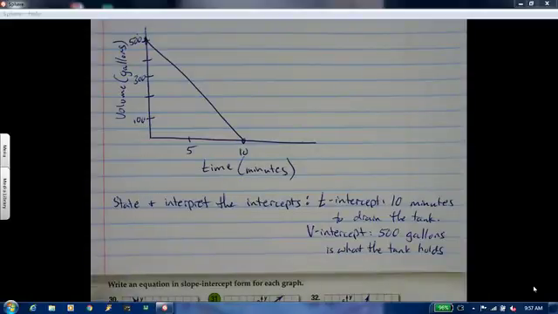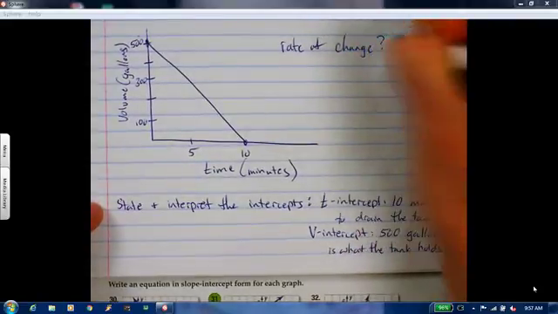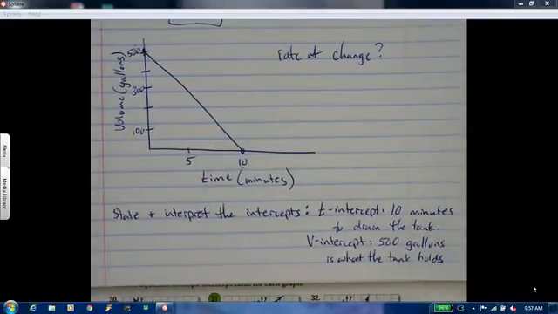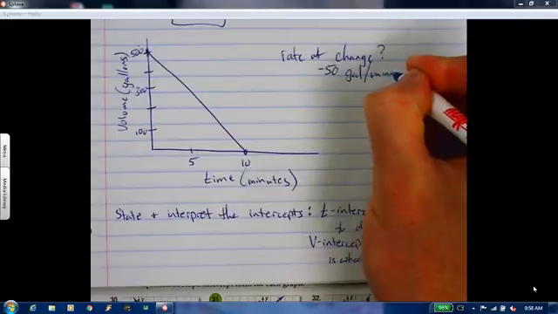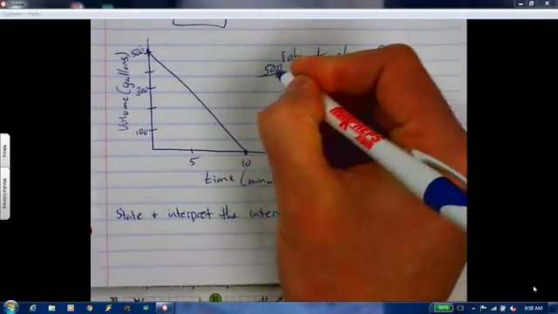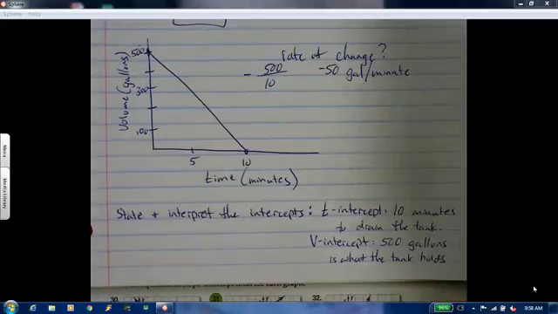What is the rate of change? Almost completely right. What's happening to the volume? Down. So negative 50 gallons per minute. So if you take 500 divided by 10, the V-intercept divided by the T-intercept, you put a negative on there because it's going down, negative 50 gallons per minute.